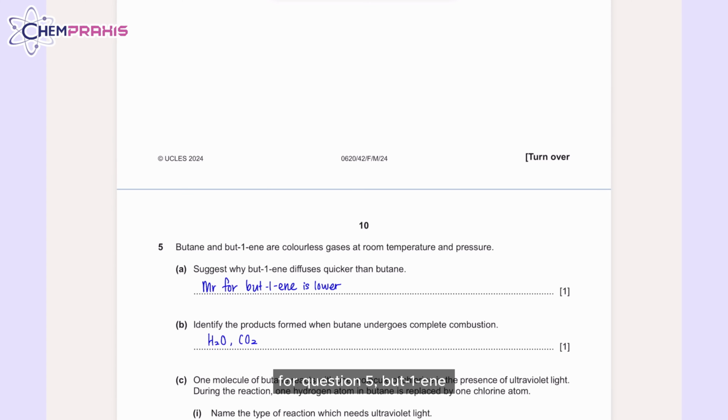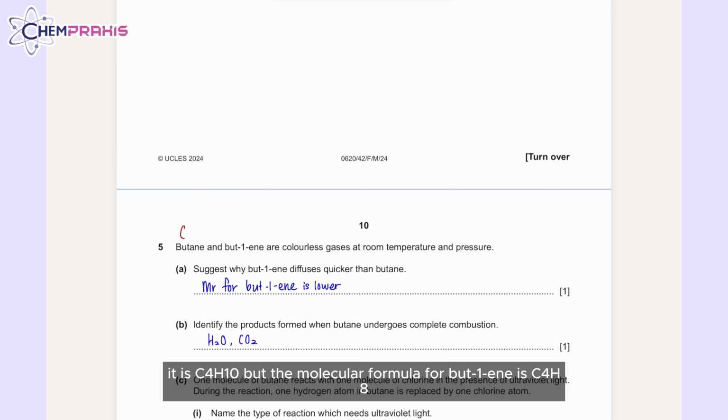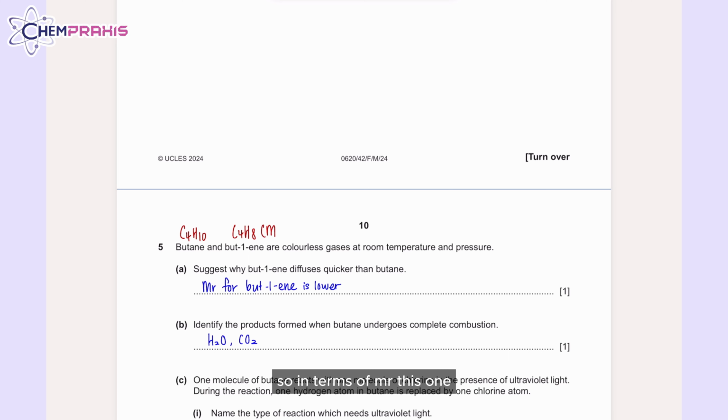For question 5, butane and butene are colorless gases at room temperature and pressure. Suggest why butane diffuses quicker than butene. In terms of diffusion, we usually depend on the relative molecular mass, which is Mr. So the Mr for butane is lower, because if you check the molecular formula, butane is C4H10, but the molecular formula for butene is C4H8. So in terms of Mr, this one is lower.